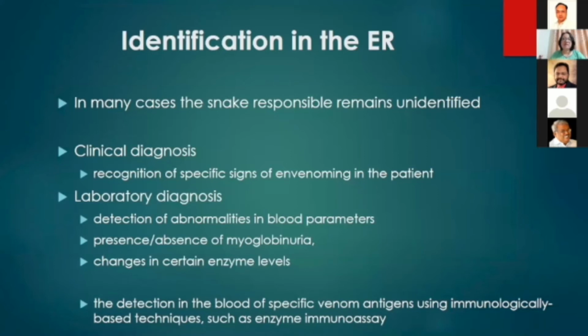So from these cases, we all can conclude that identification is very, very important. So identification in the ER, in many cases, the snakes responsible remain unidentified, as I mentioned earlier. So there is clinical diagnosis, recognition of specific signs of envenoming in the patient, and there is laboratory diagnosis as well, like detection of abnormalities in the blood parameters, presence or absence of myoglobinuria, or changes in certain enzyme levels as well.